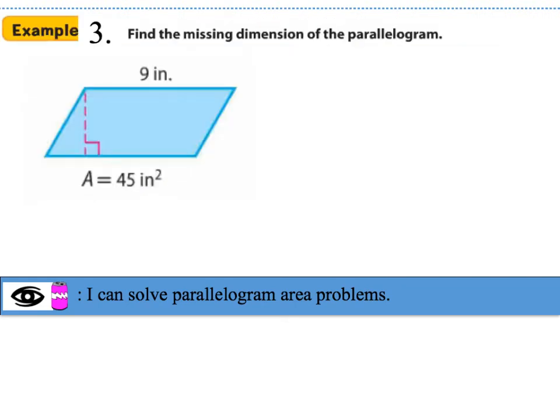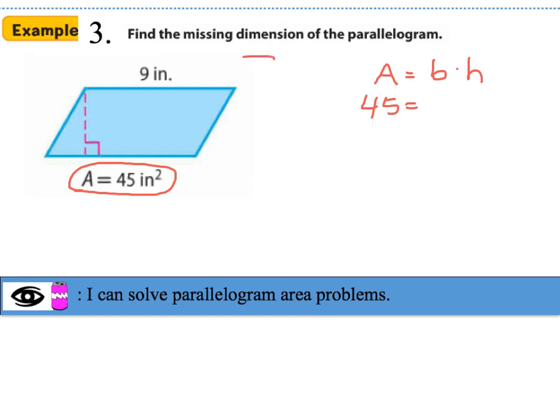For example 3, it says find the missing dimension of the parallelogram. So they're not asking us to find the area because if you look at it, they're already giving us the area. They're saying the area is equal to 45 inches to the second power. So let's go ahead and recall our area formula. Area is equal to base times height. Now they've given us our area, so I'm going to plug in 45 for the A.